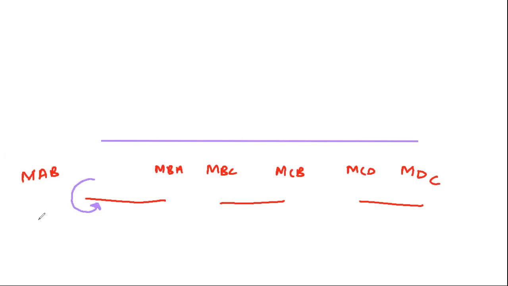So this is MAB, this is MBA, this is MBC, this is MCB, this is MCD, and this is MDC. What is MAB we got? MAB we got as minus 23.33. For minus, what I am doing right now is I am using anti-clockwise direction. How much is this? This is 2.23. Now you see I am not putting minus over here because instead of this minus I am showing it in the moment direction.